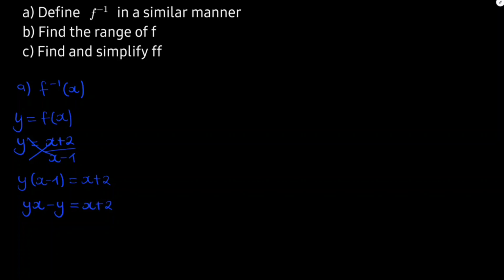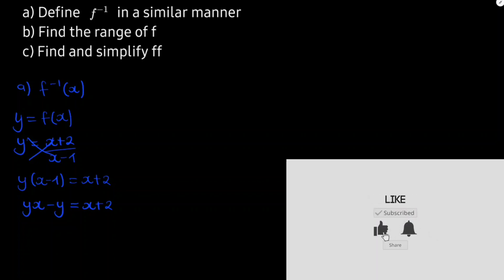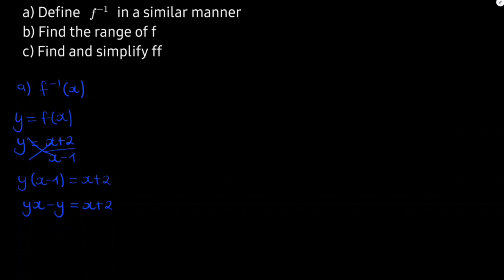Since we are solving for x, we bring like terms together. All the terms which have x, we send to one side of the equal to sign, and the terms which do not have x, we send to the other side of the equation. So we are going to have yx minus x equal to 2 plus y.